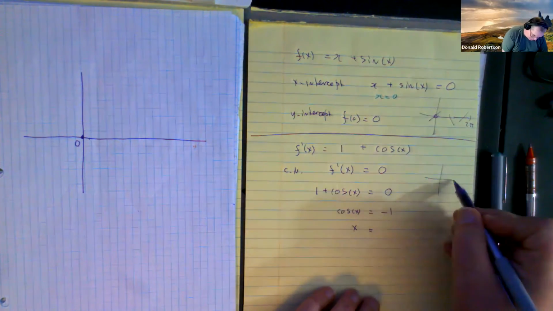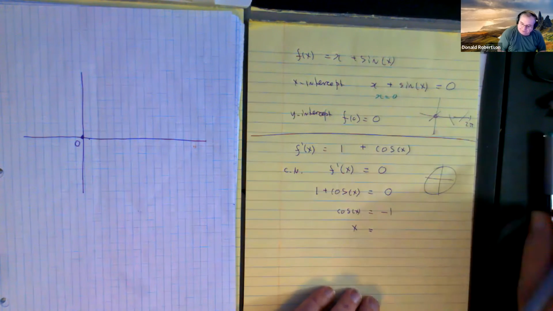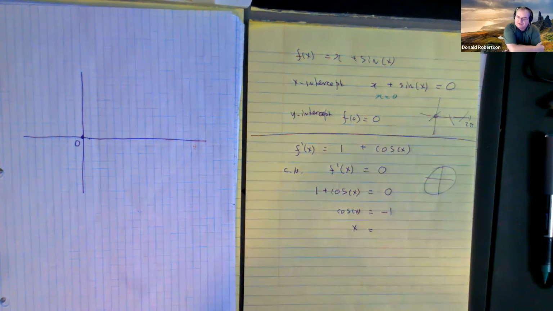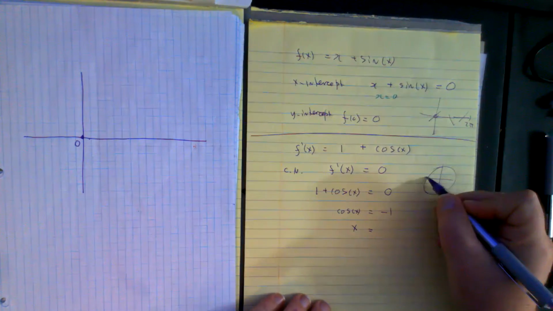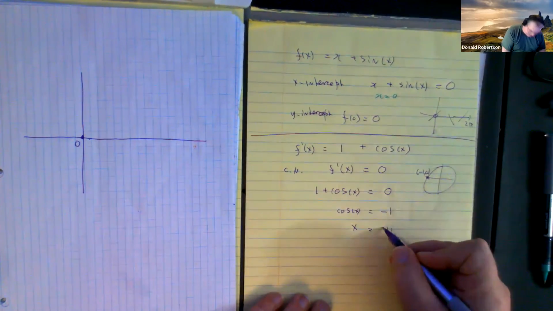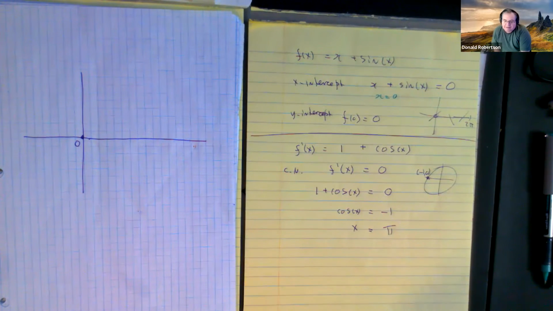In radians, what angle has a cosine equal to -1? So if I had my little unit circle, it'd be here, right? Which angle has a cosine of -1? Pi. Agreed. Isn't the x coordinate -1? So you nailed it. It's pi.